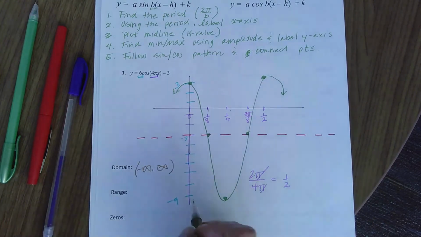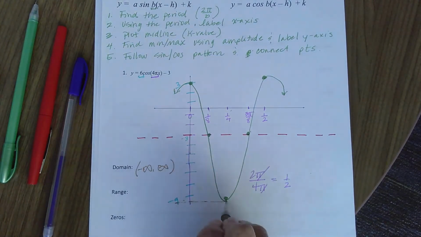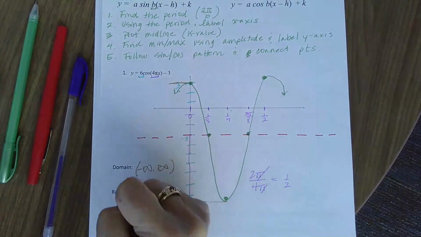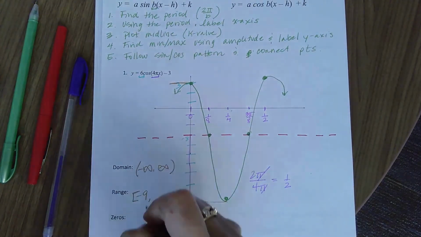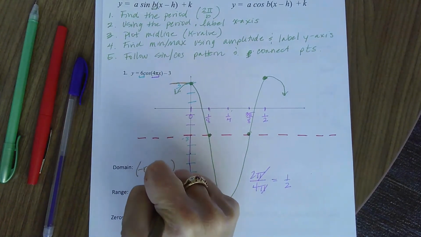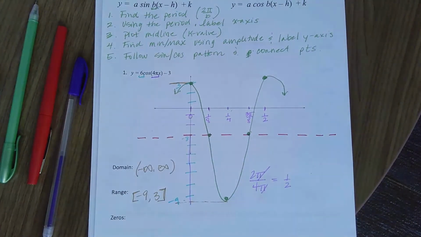The range has to do with your min and max. So our lowest point is at -9, our highest point's at 3. You always start with your lowest y value first, and then your highest y value. And since we're including those values, we're going to go ahead and put brackets around.